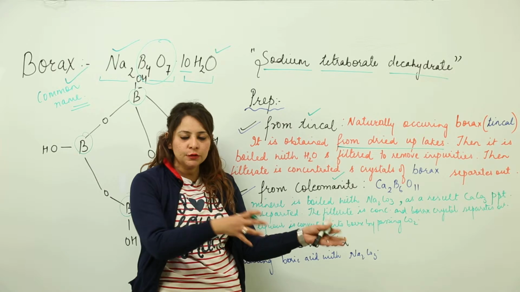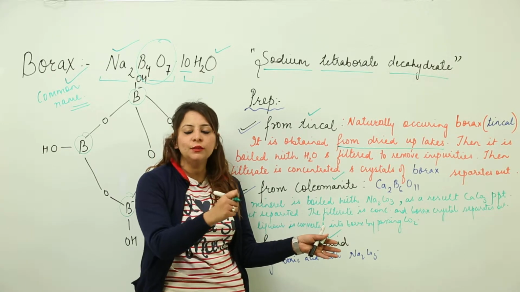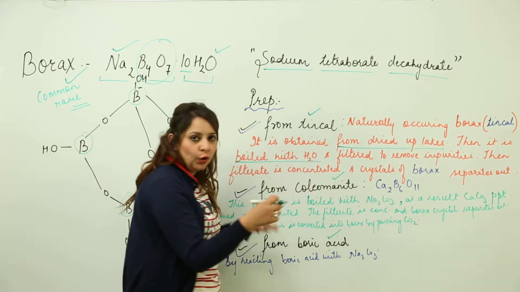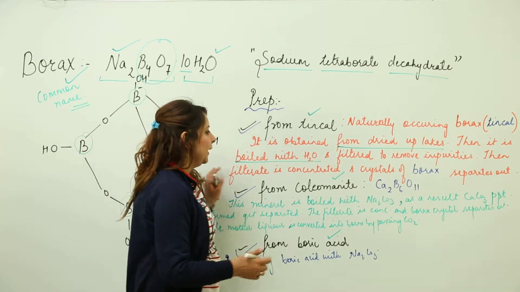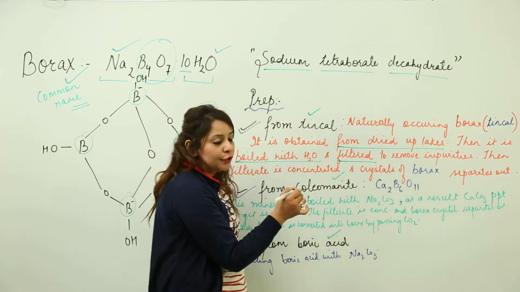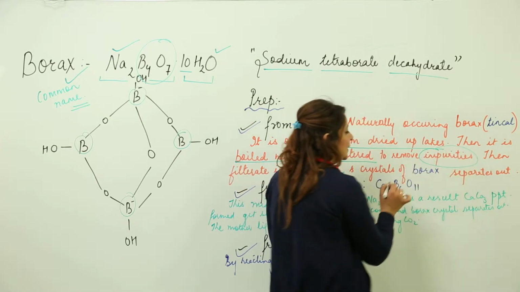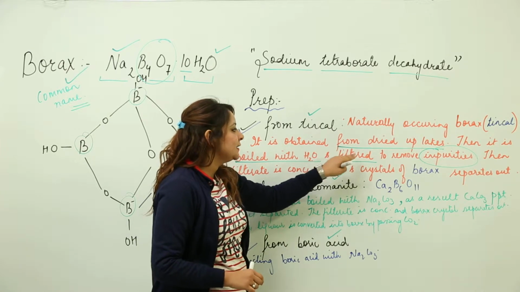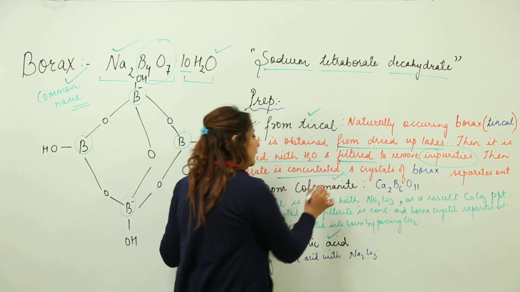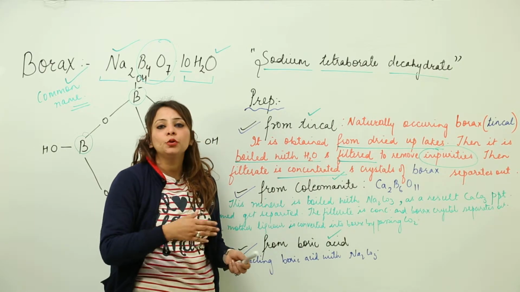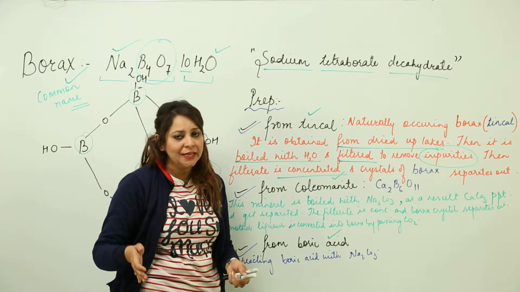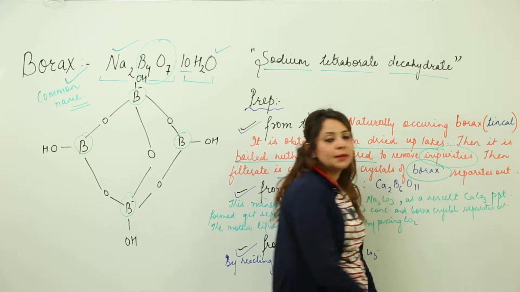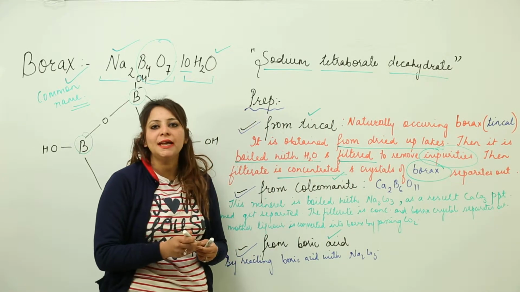Then what do we do? First we extract the tinkal present in the dried up lakes, and then it is boiled with water. We add water to it and boil it. After boiling, we filter it in order to remove the impurities. After that, the filtrate is concentrated. That means it is heated to a great extent up to the point when the crystallization point is reached, and when that is reached, the crystals of borax get separated.